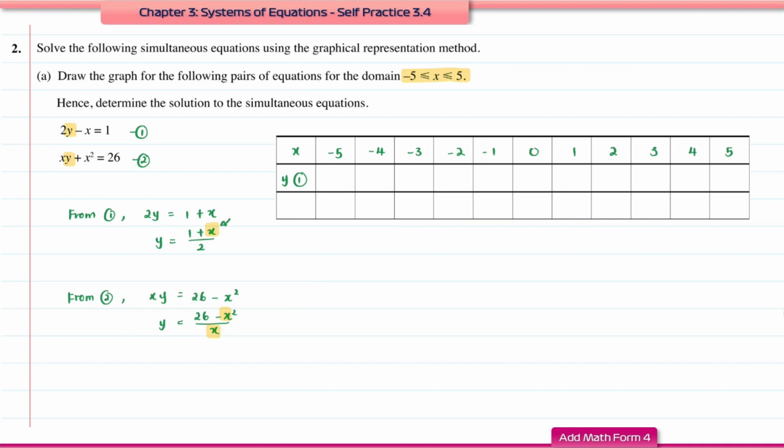So just press your calculator to find all the coordinates. I already prepared them here, so it's going to be -2, -1.5, and so on.